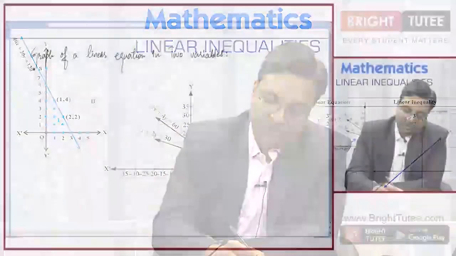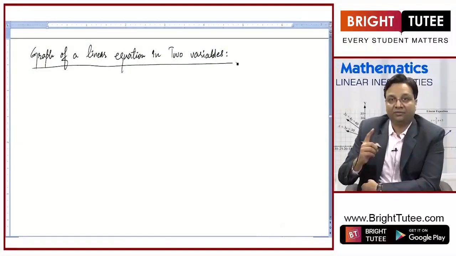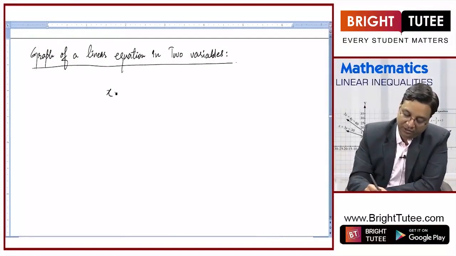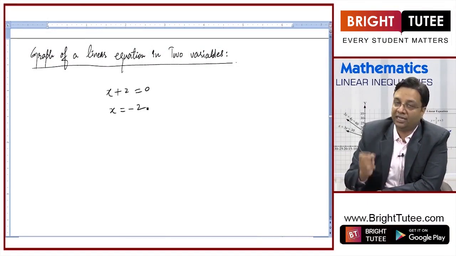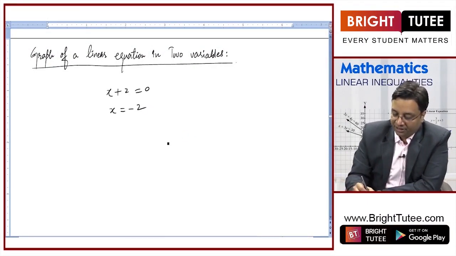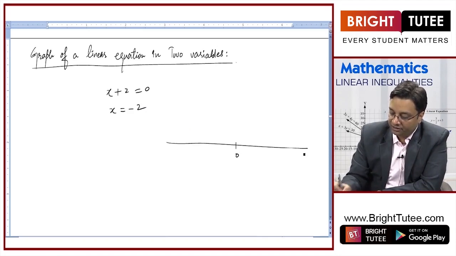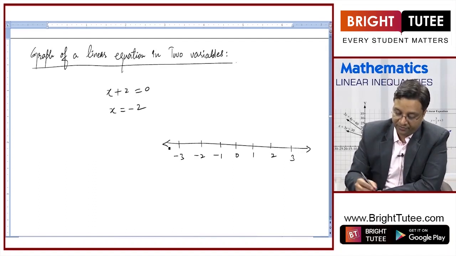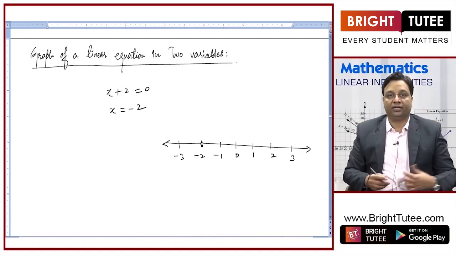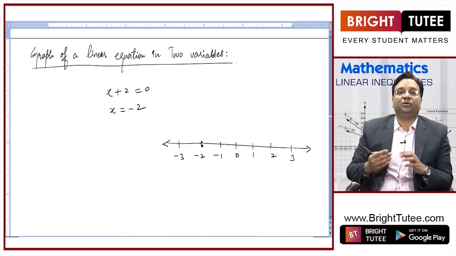Now in case of linear equations in one variable, for example you are given x plus 2 equal to 0. How did we solve it? We write x equal to negative 2 as its solution, and we represented it on the number line like this: 0, 1, 2, 3, negative 1, negative 2, negative 3, and so on in this direction. X equal to negative 2, we represented it like this. This was the representation on the number line.